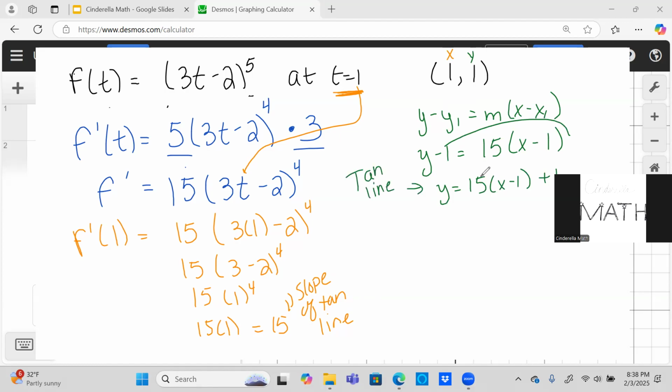If you wanted to distribute, you certainly could, and you'd get 15x minus 15 plus 1, and you'd get 15x minus 14. Some people want you to, some people don't. Just do whatever your teacher wants there.